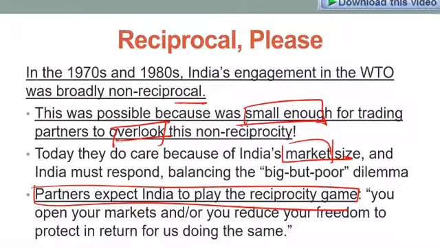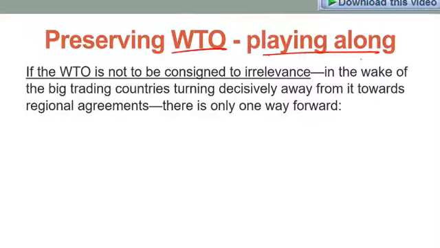So India has to accept that we are a big economy now. At the same time, we also have to be aware that there is a lot of poverty in the country. So we need to tread a line which takes into account both cases, big but also poor. We are big and we are poor in a lot of areas. So to preserve the WTO, India has to join the game. What is the game? The game of reciprocity. India has to play along with the other partners. Only then can the WTO be preserved. Otherwise, it will be consigned to irrelevance.